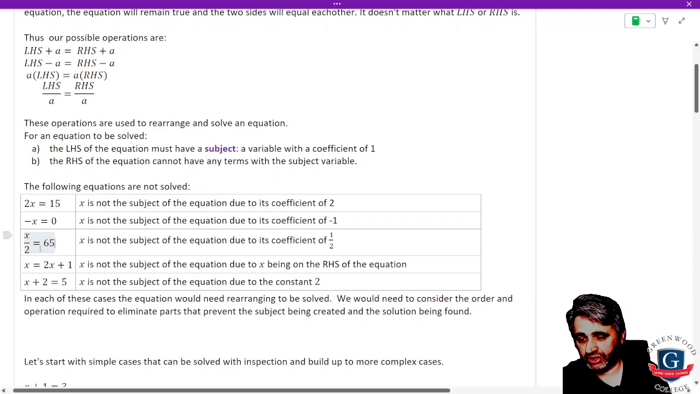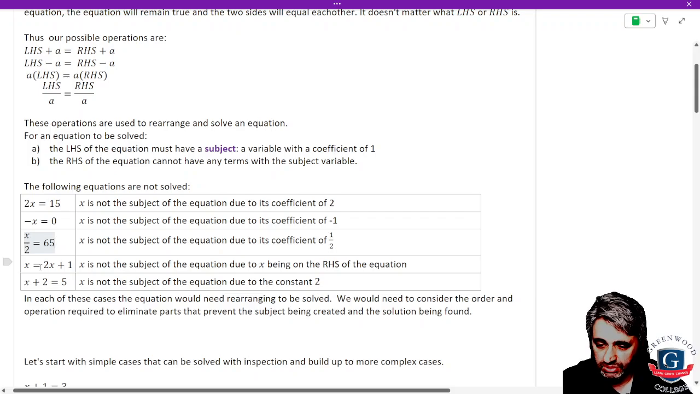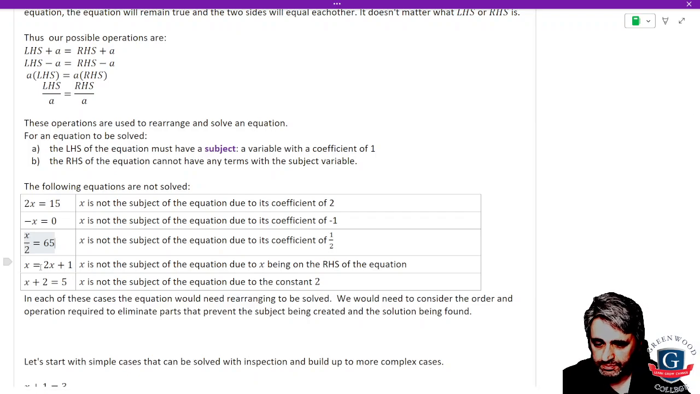In the case of the next one, we've got x on both sides. So we would need to do a number of operations to make x the subject and not have x on the right-hand side of the equation. And in the last one, we have a constant on the left-hand side. We'd have to eliminate that first. So whatever it is on the left-hand side that's there, we're trying to eliminate. If we have an x on the right-hand side, we're trying to regroup it back onto the left-hand side. Now, all of these cases would need some rearranging to solve them. We have to consider the order we're doing the operations in, and what operations to use to eliminate the parts that are in the wrong place in our equation.